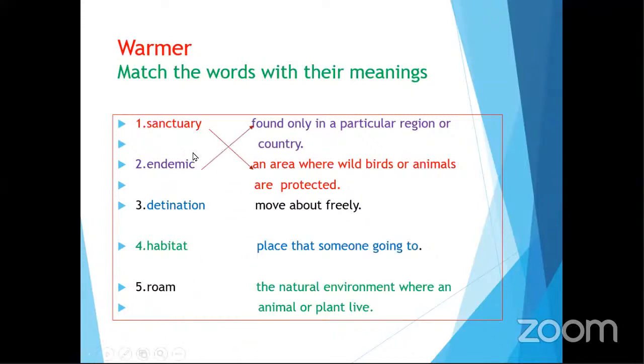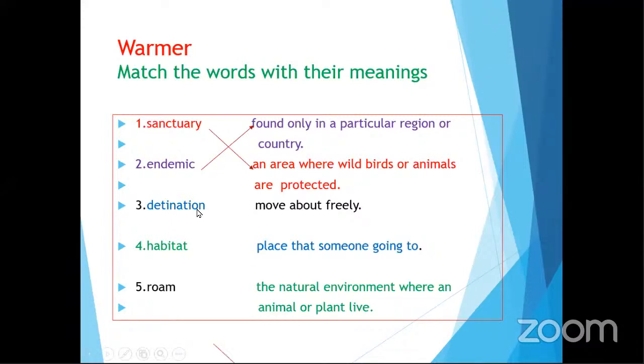Endemic. Found only in a particular region or a country. Endemic. Some birds, like the jungle fowl, are endemic birds to Sri Lanka. Endemic. Only found in that country or that area. Let's look at the third one.